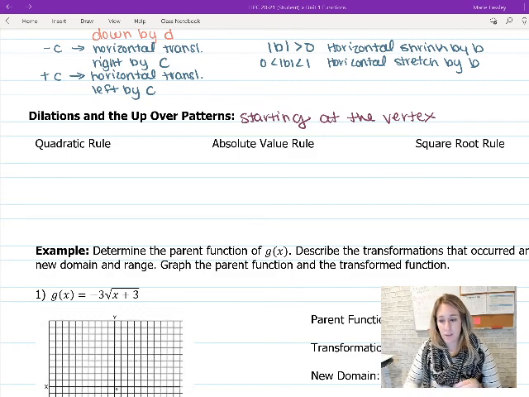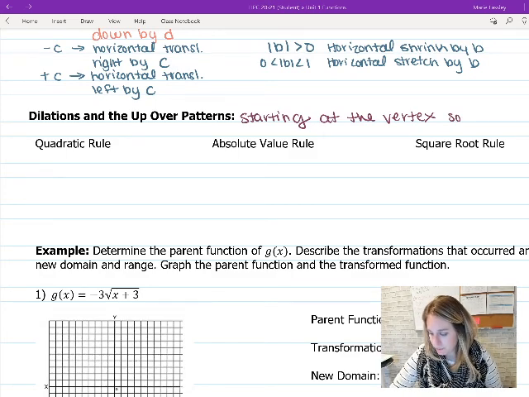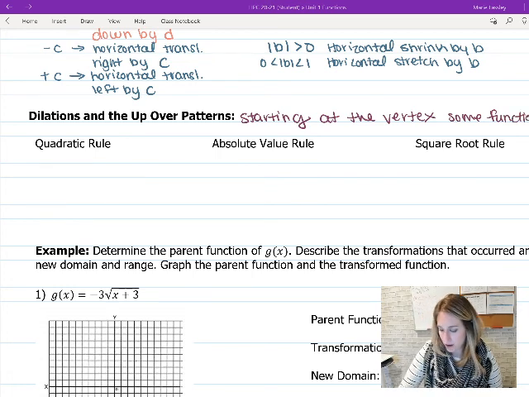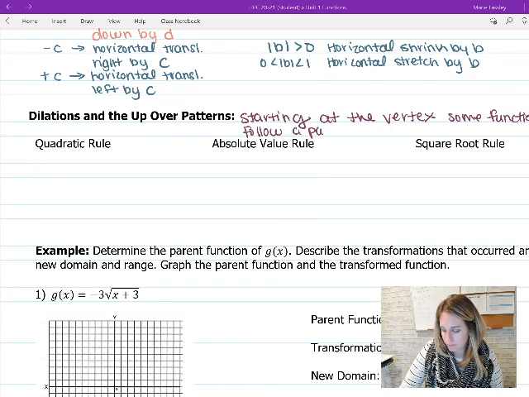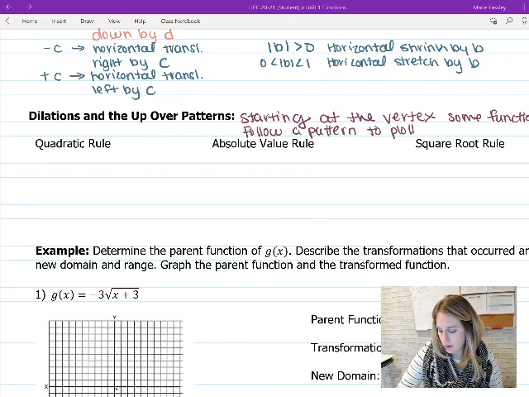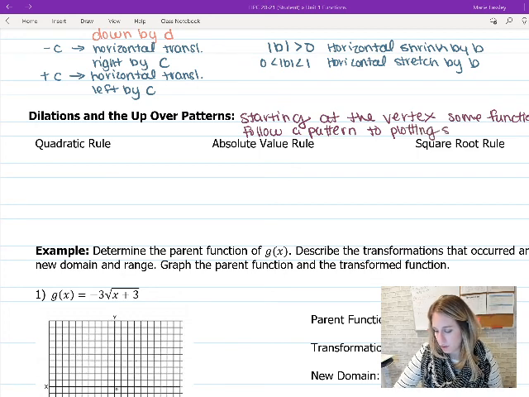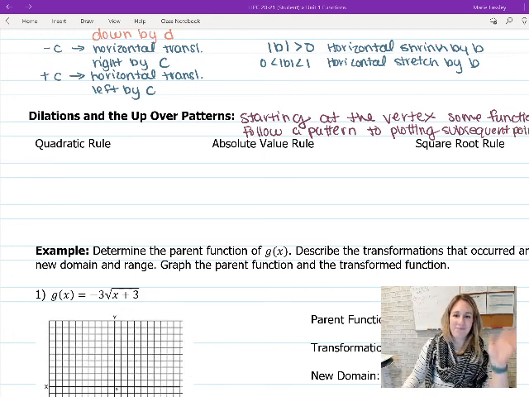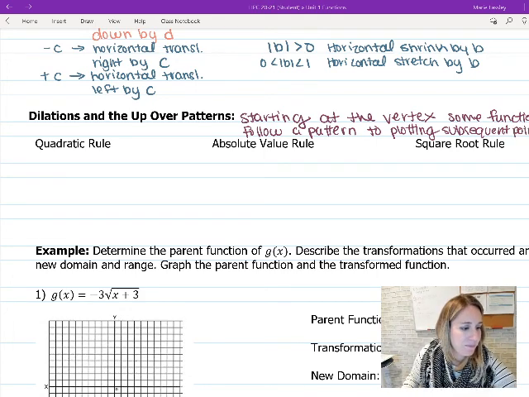All right, some functions follow a pattern to plotting subsequent points. It's like a big word. I think I used that right. Don't judge me if I didn't.